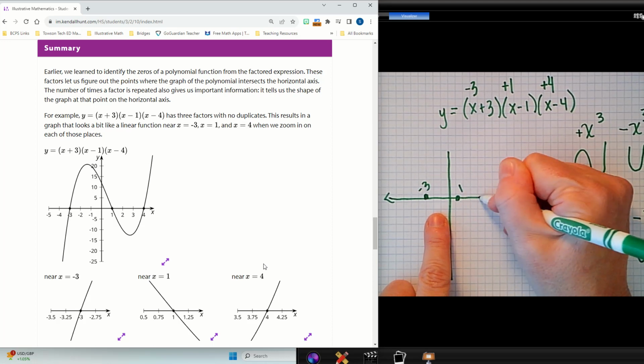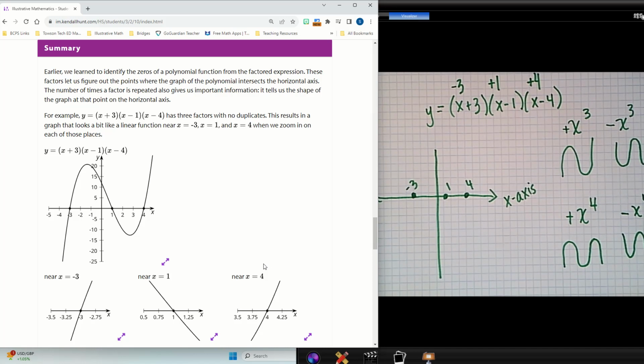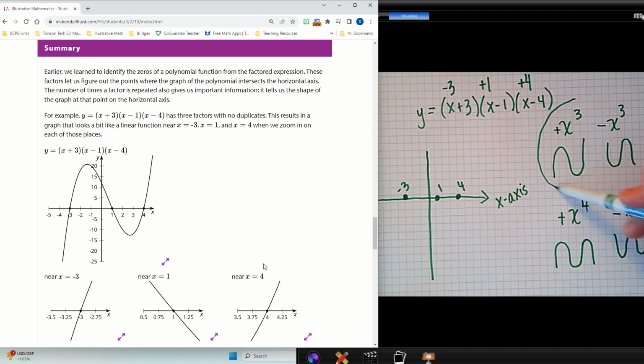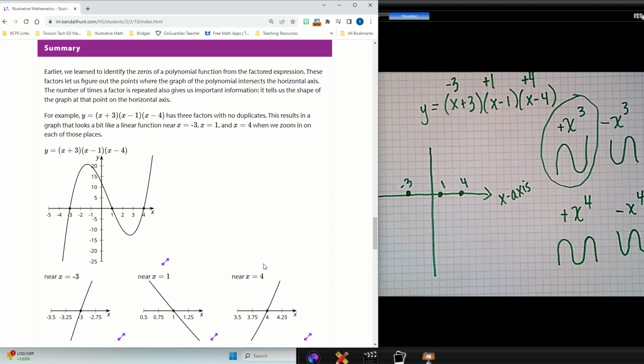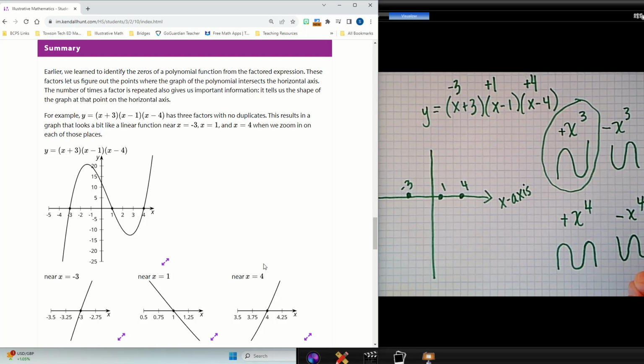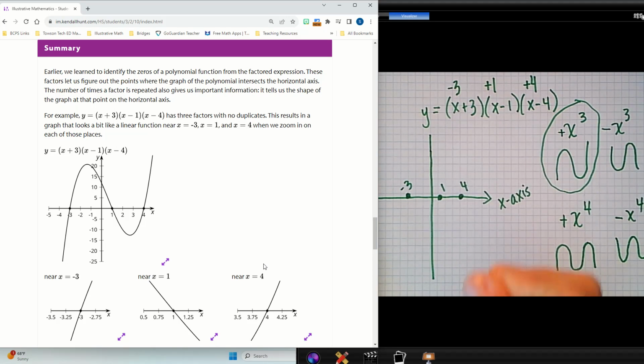1, 2, 3, 4. Okay. So now I know that I have this type of graph, and I have my intercepts, my x-axis. Now, the minimum and the maximum is really difficult to find because that's calculus, and we're not quite there yet. But we can sketch, and we can at least get the y-intercept.